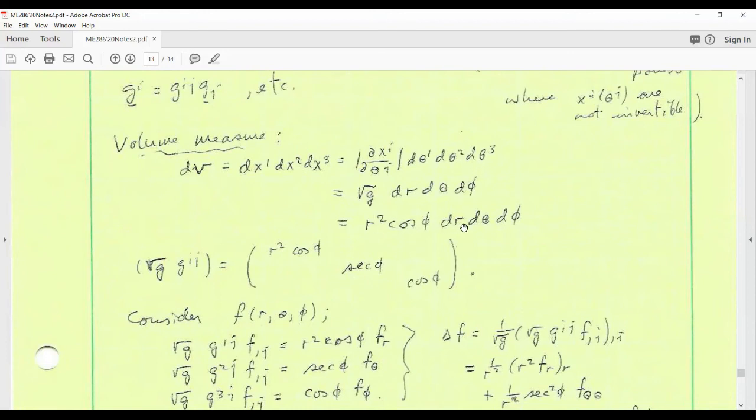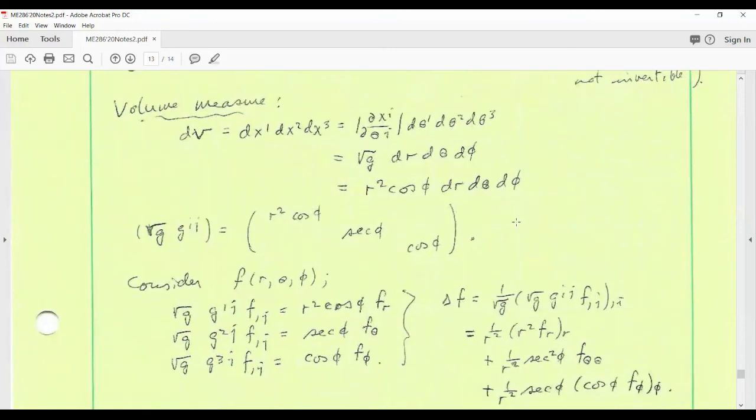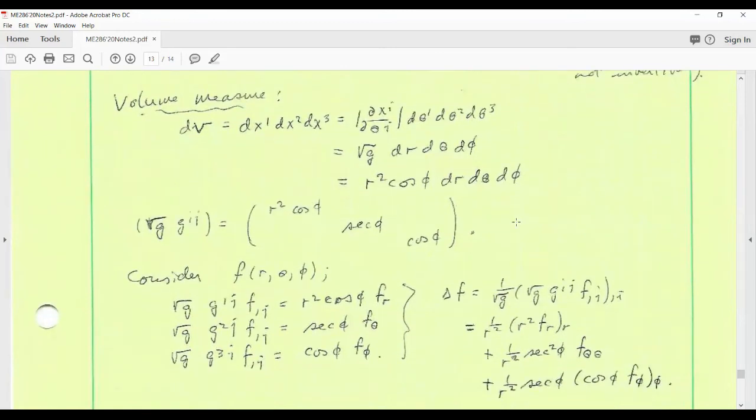Square root of g is this. So if we integrate any function over a volume using spherical coordinates, we would multiply that function by r squared cosine phi and then integrate with respect to r, theta, and phi as an iterated integral or a triple integral.